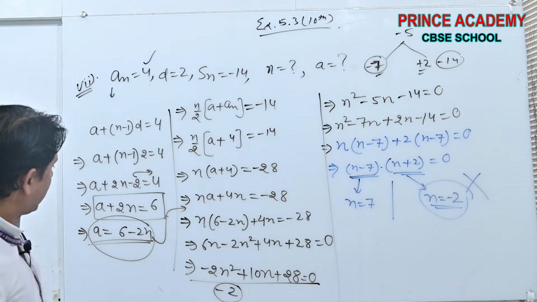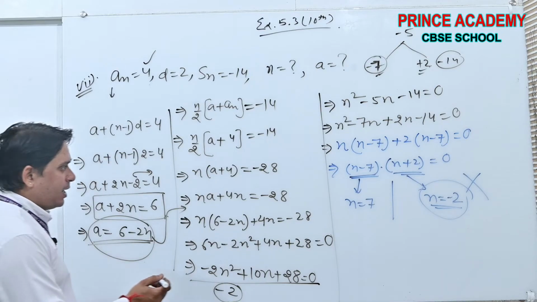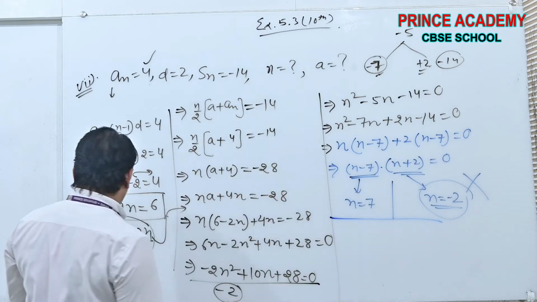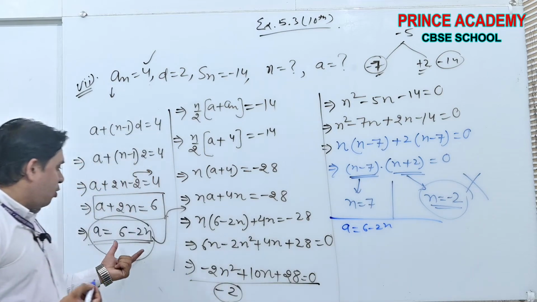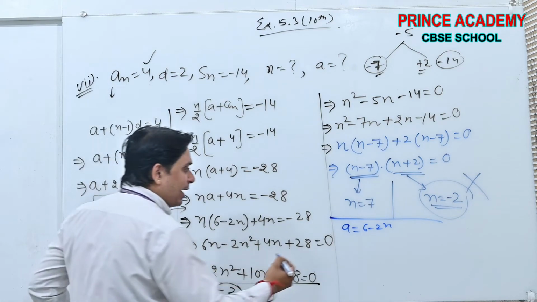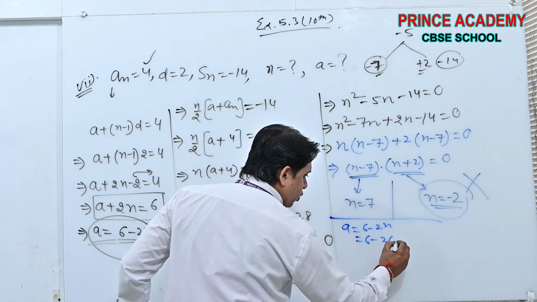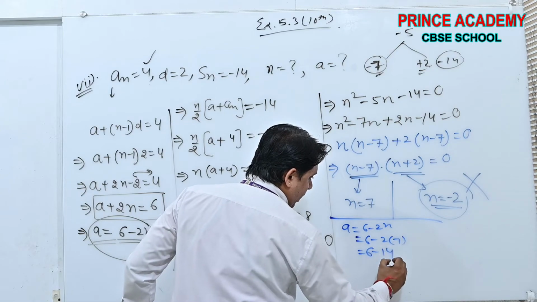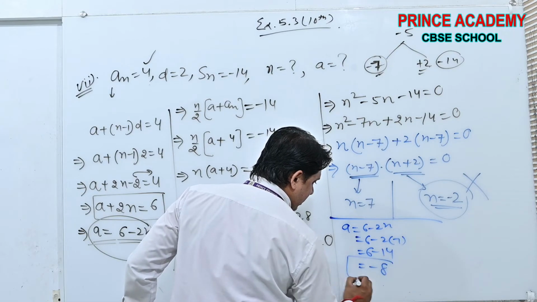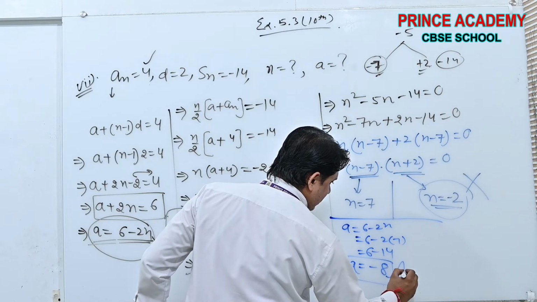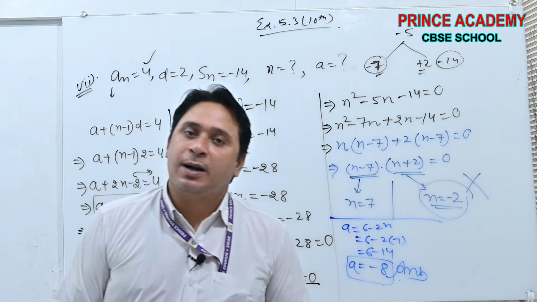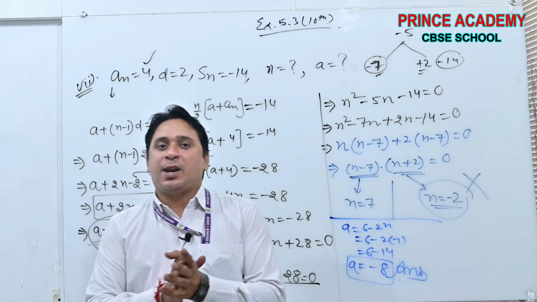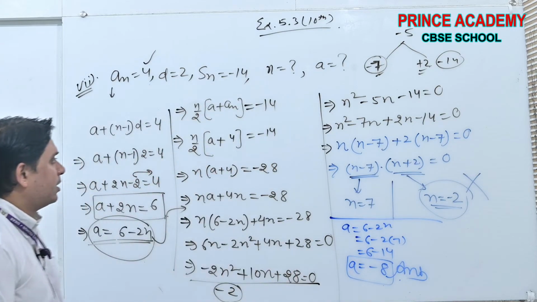And see, beta, if I put the value of n, see here, it was the equation now. A was 6 minus 2n. Put the value of n here. 6 minus 2n, 6 minus 14, minus 8. This is the answer. Done, beta? Are you sure it is done? Take the screenshot.